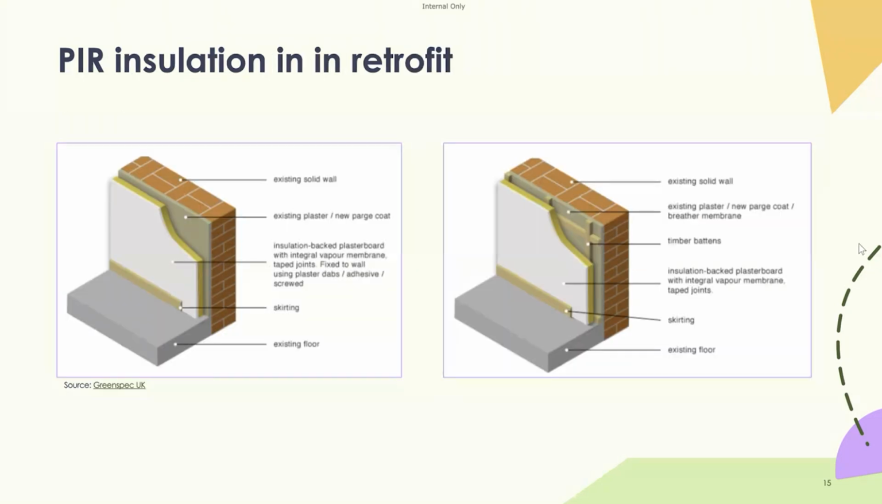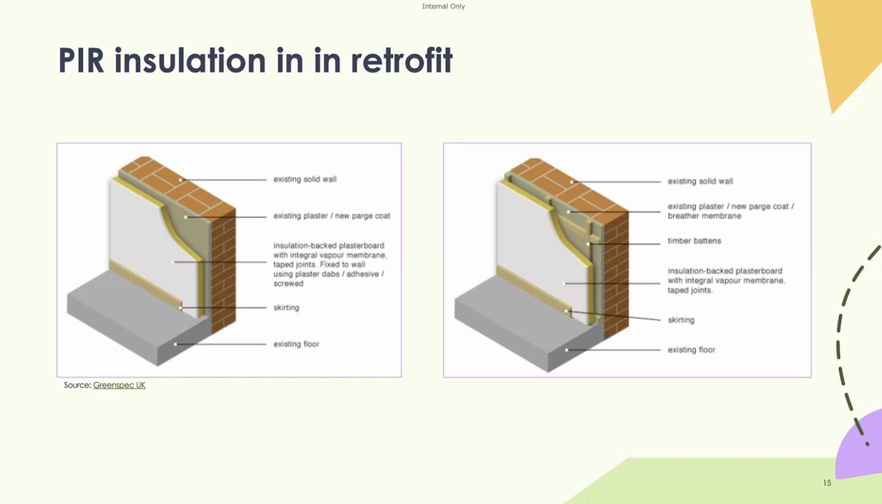We've got a couple of examples again in retrofit here. We've got another scenario where we have a solid wall construction, again, some existing plaster or a new polish coat to even out the wall, and then that insulation-backed plasterboard, which will usually have an integral vapor control membrane on the inside, fixed to the wall plaster, be it adhesives or on dabs, and then finished with skirting. Sometimes you may put a timber frame on there as well, just again to reduce the risk of moisture buildup and condensation through the construction. So sometimes that's a common scenario as well.